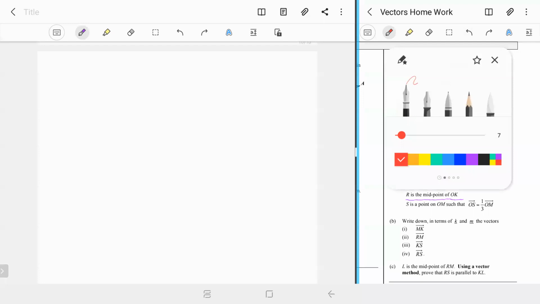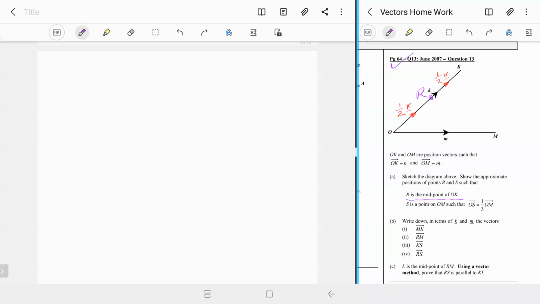The next part says that S is on OM, such that OS is 1/3 of OM. OS is 1/3 of OM. So relative to this line, where would S be? O to S is 1/3 of O to M. What do I do to position S on this diagram? What do you think I should do to find the position of S?